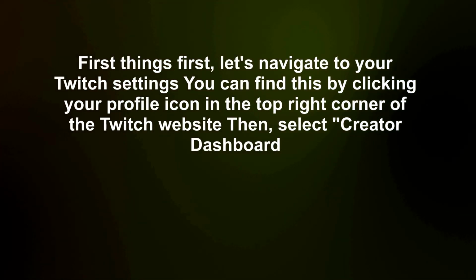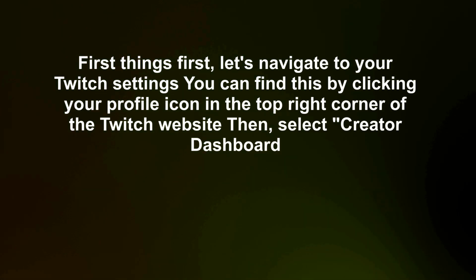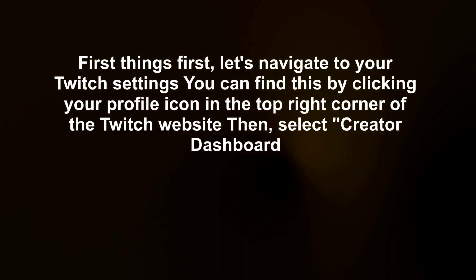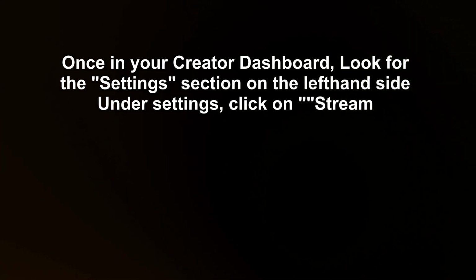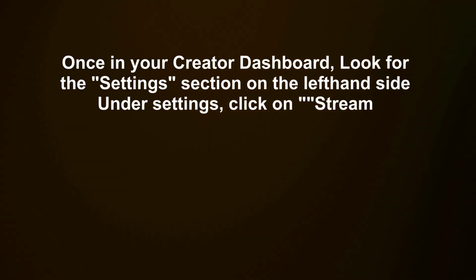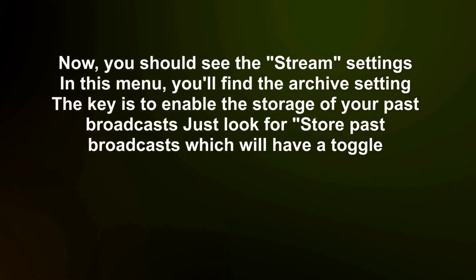First things first, let's navigate to your Twitch settings. You can find this by clicking your profile icon in the top right corner of the Twitch website, then select Creator Dashboard. Once in your Creator Dashboard, look for the Settings section on the left-hand side. Under Settings, click on Stream. Now, you should see the stream settings in this menu.